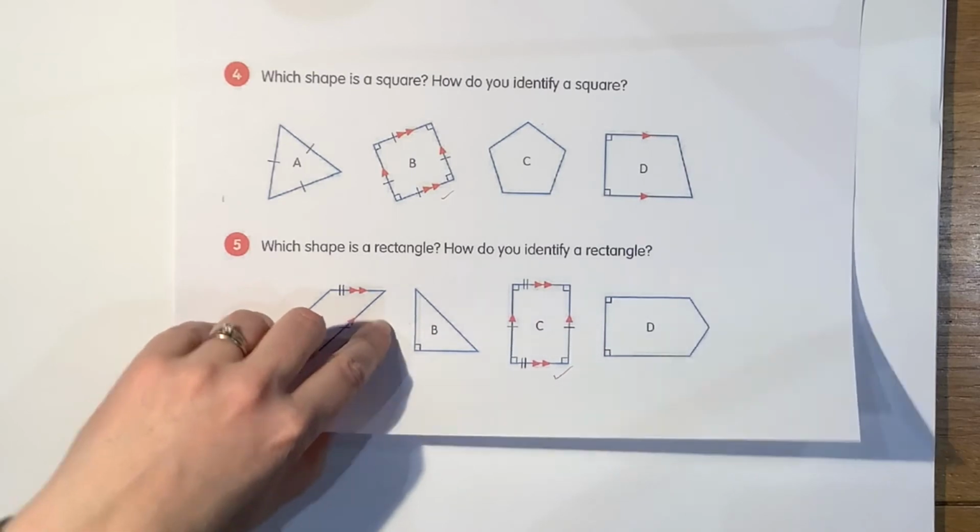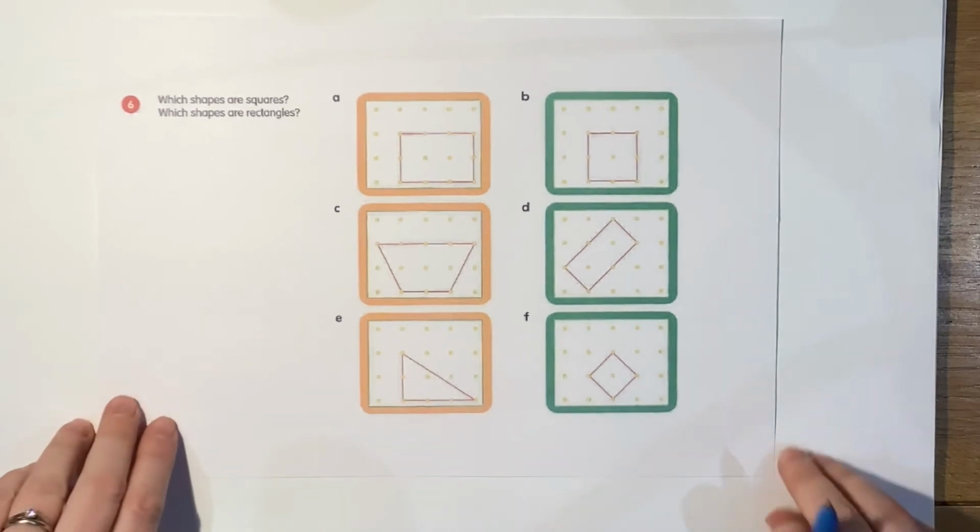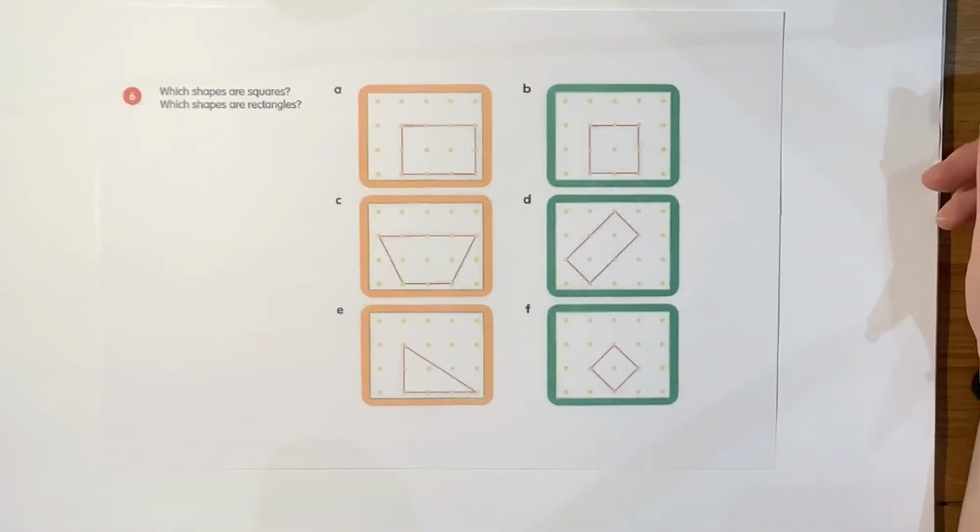It's really important now that when we talk about rectangles and squares, we can explain what makes a rectangle and what makes a square a square. So pause the screen and then tick for me, or mark for me, which ones are squares and which ones are rectangles.